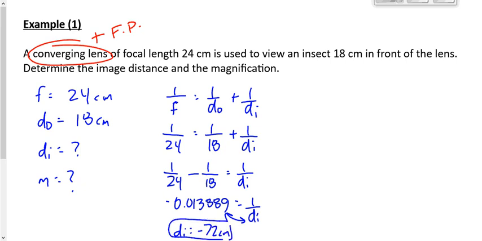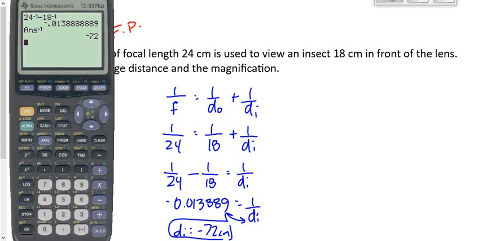That's my answer. My image distance is negative 72 centimeters. You guys do that? That's way easier than finding a common denominator, isn't it?